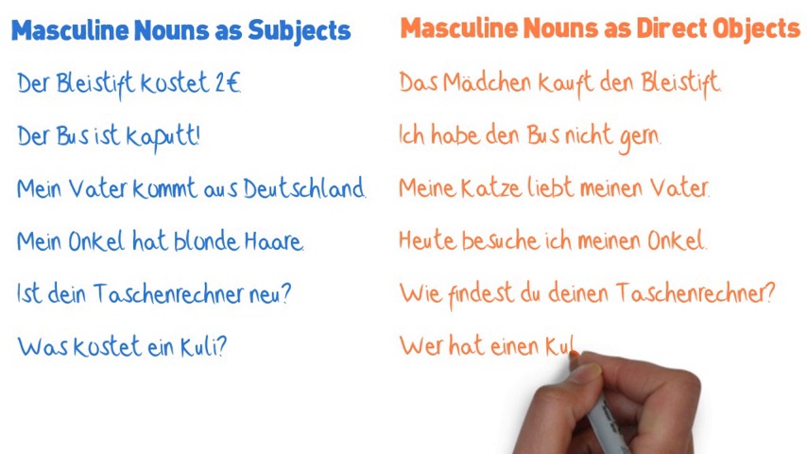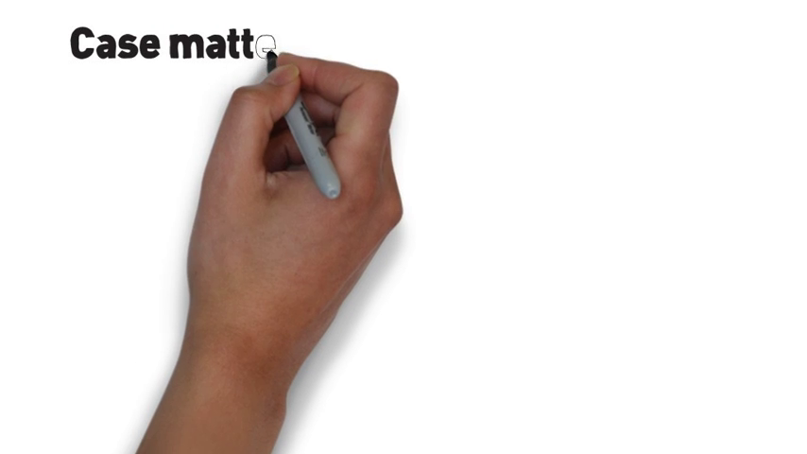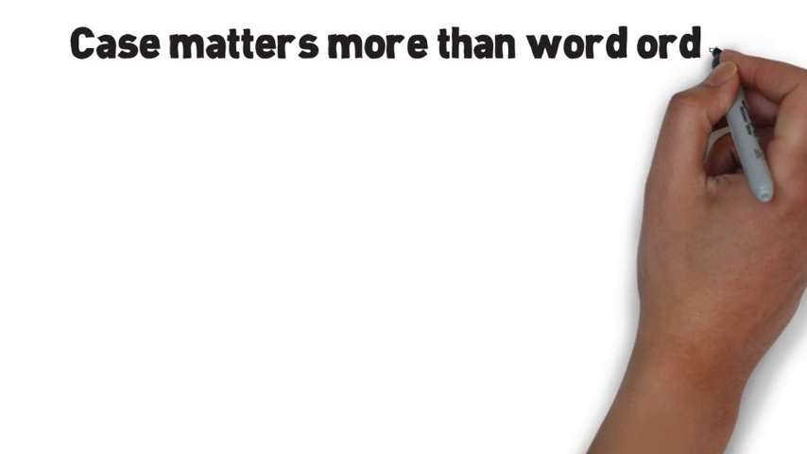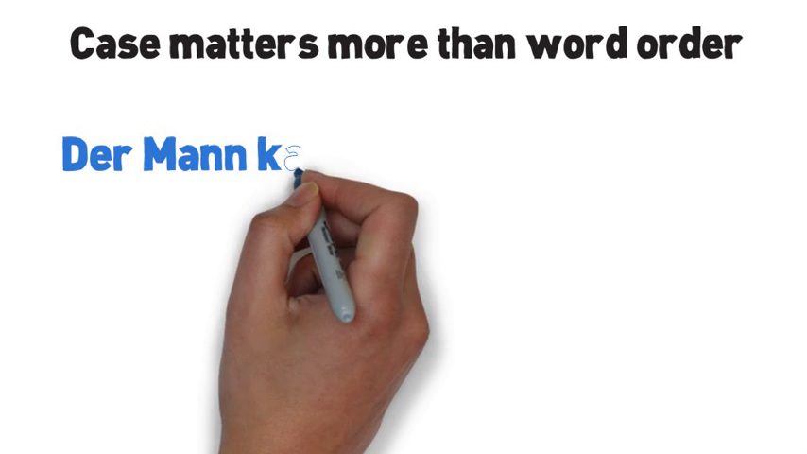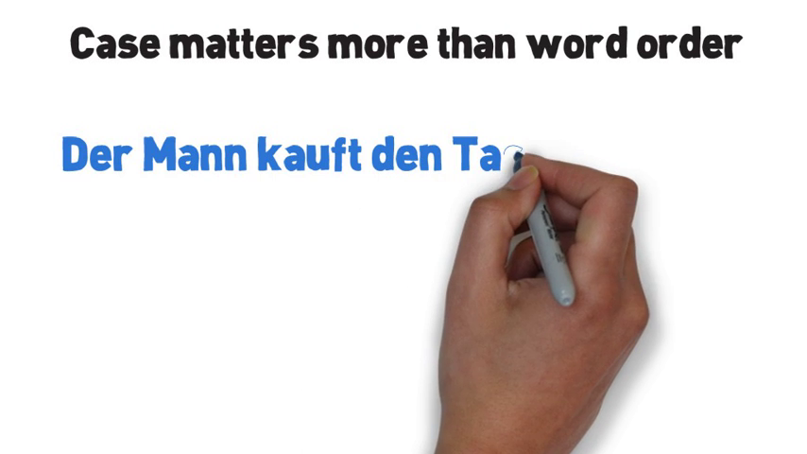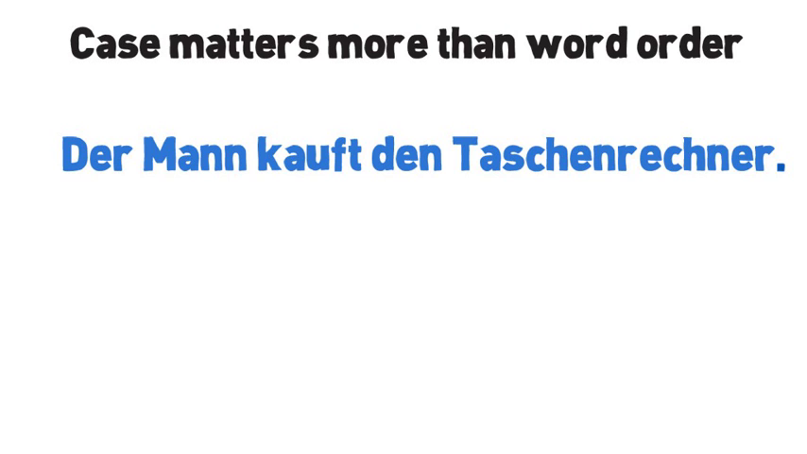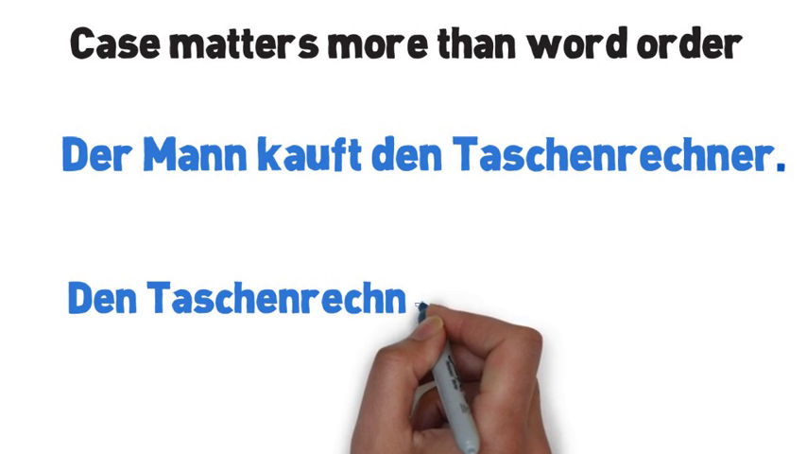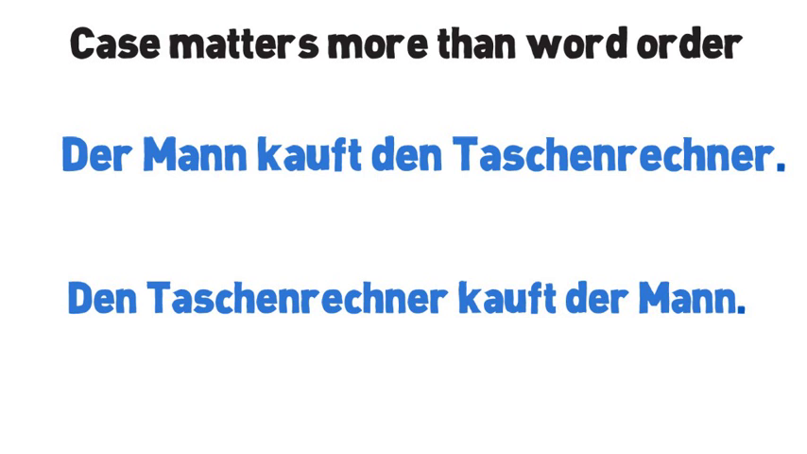One of the trickiest things for English speakers to get used to is that the system of cases is more important in German than word order. In English, we know what the subject is and what the direct object is, pretty much based solely on word order. But in German, the subject doesn't always have to come first. You may have a sentence like, "Den Taschenrechner kauft der Mann." Now, common sense will tell you that calculators don't buy men, it's the other way around.